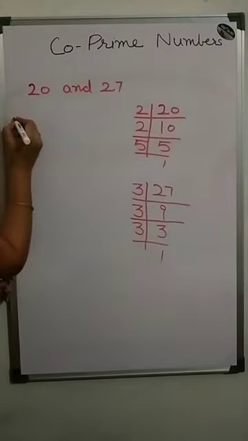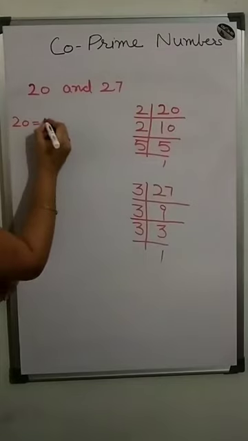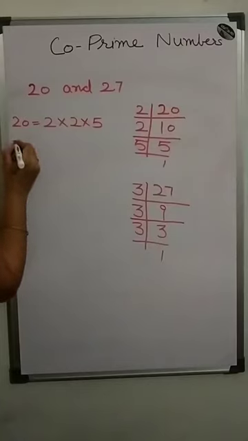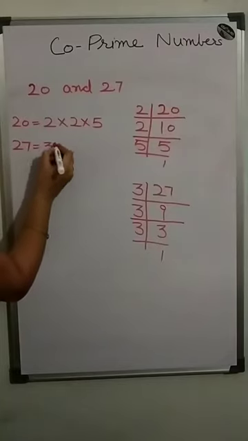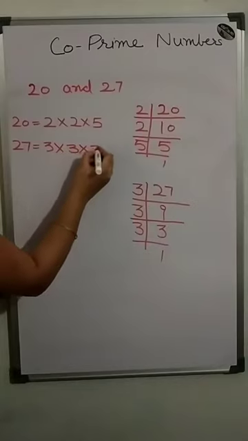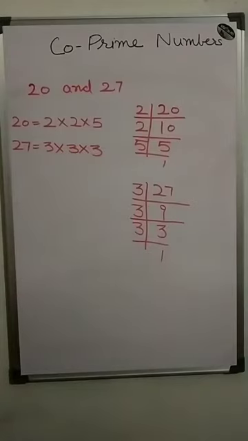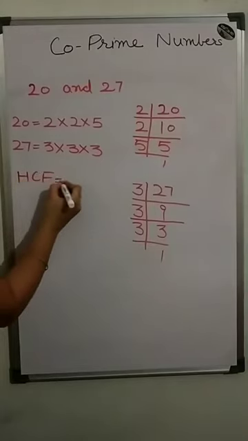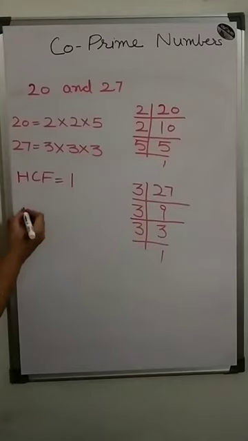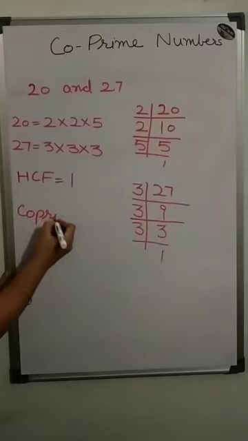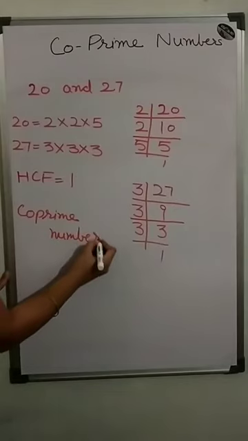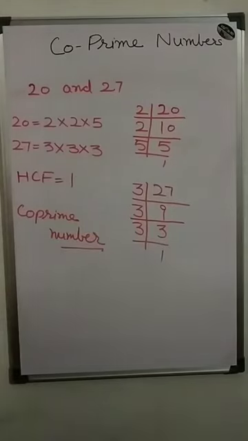So what are the factors? Just see, 20 is equal to 2 multiply 2 multiply 5, and 27 is equal to 3 multiply 3 multiply 3. Have you seen any common factor here? Nothing is common here, so we can write HCF is equal to 1. Okay, so we can say these two are co-prime numbers, the numbers which do not have any common factors other than 1. These are called co-prime numbers. So in this way you can calculate co-prime numbers.